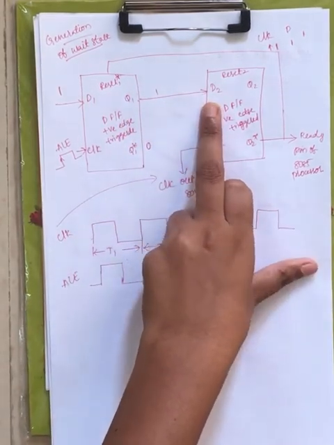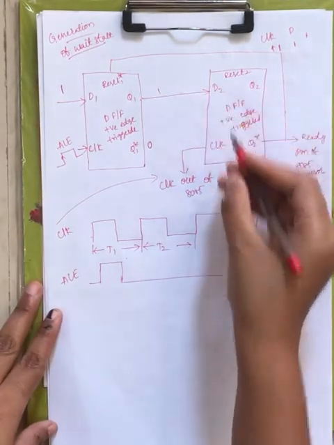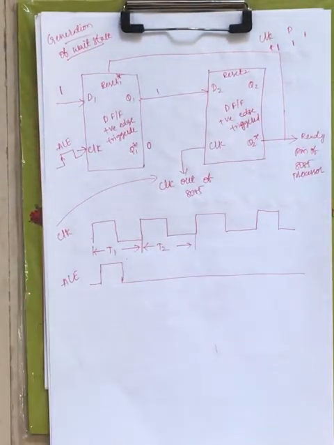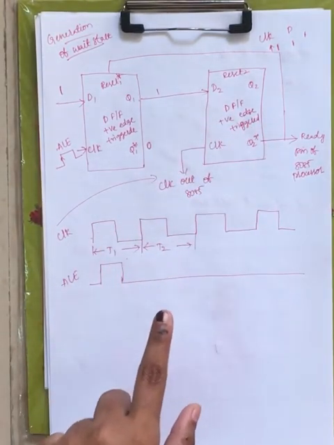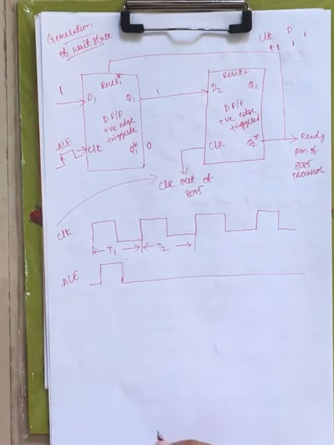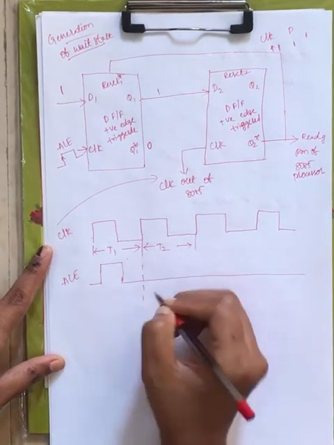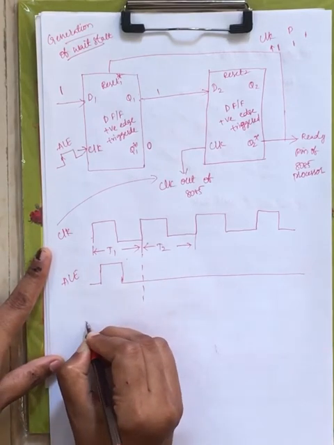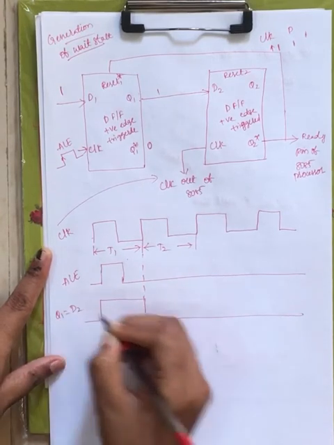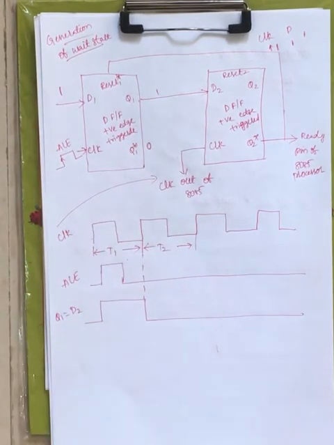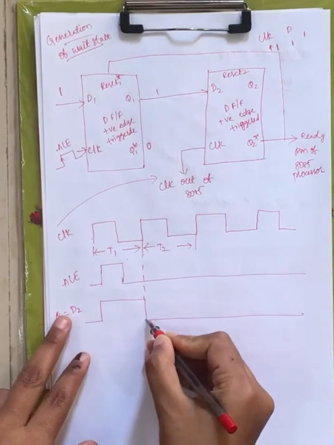Q1 is 1, and that is connected to D2. Now D2 is 1 throughout T1. That means you will get it like this, I am representing it here. Q1 equals D2 because this is high during the first clock cycle of the clock signal. Now T1 is completed.